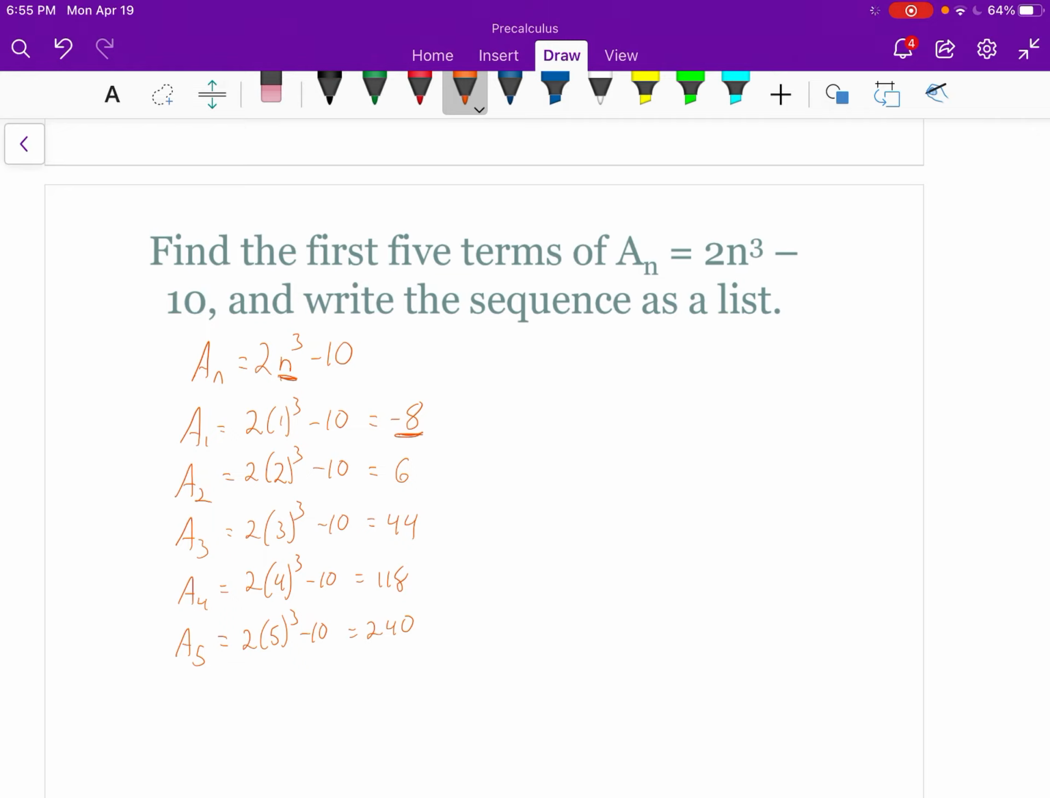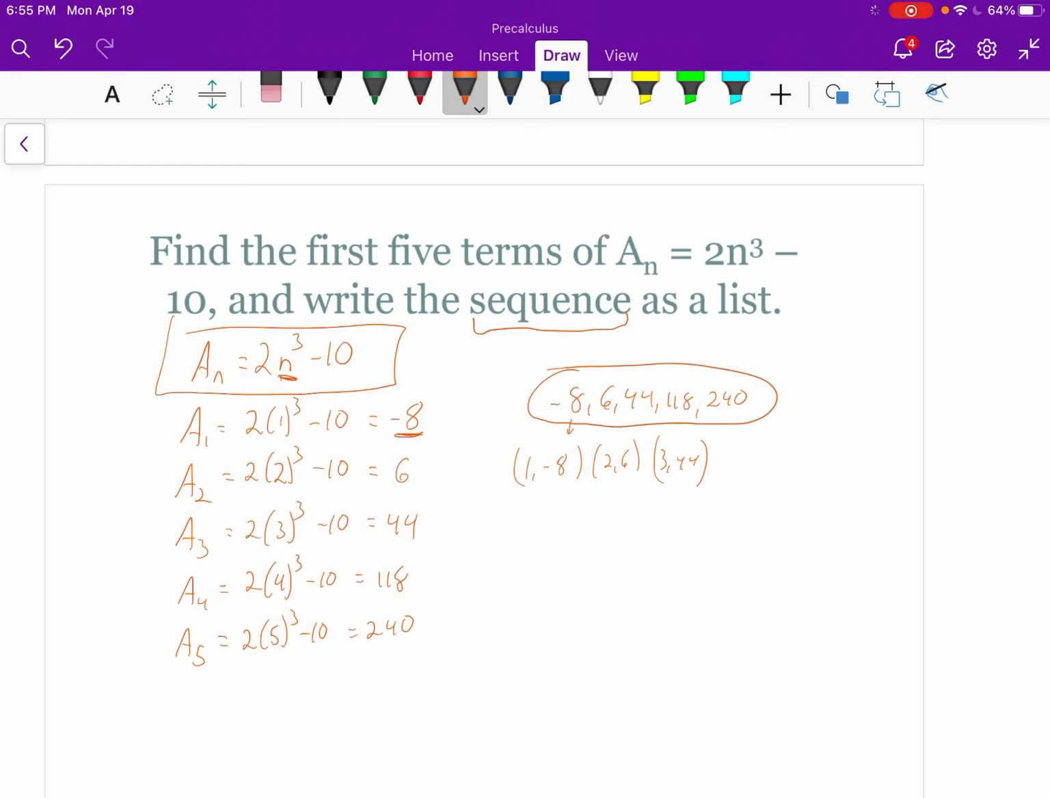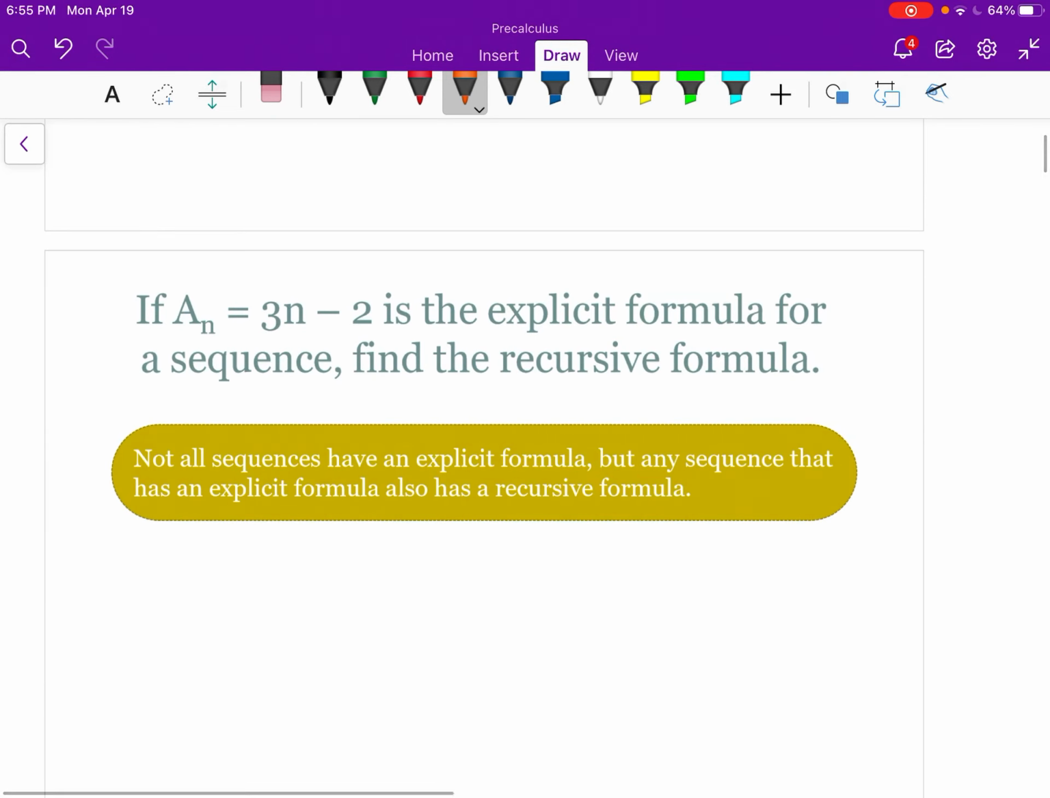So find the first 5 terms and write them in a list. This was the formula. So the first 5 terms, negative 8, 6, 44, 118, and 240. There they are in a list. Remember, a sequence is a function. So remember, this is paired with 1, so this is like the point where the term 1, negative 8, 2, 6, 3, 44. You don't need to put that for your answer. I'm just reminding you that they do have a domain value and a range value.